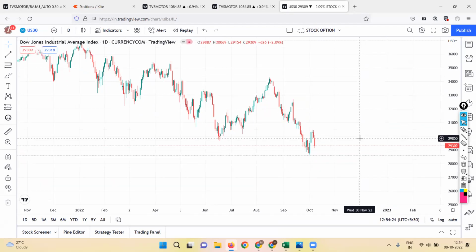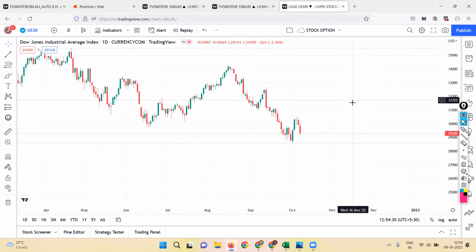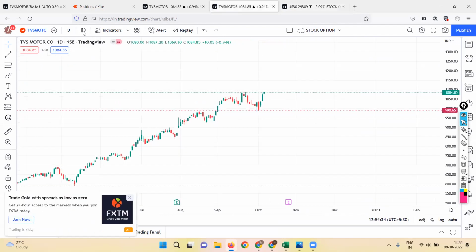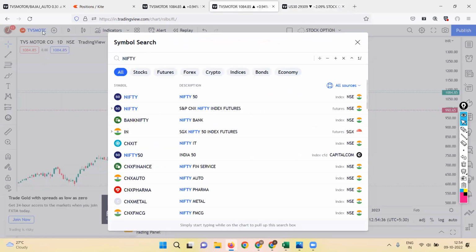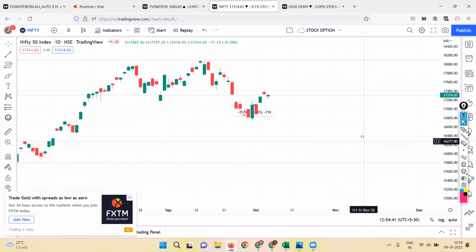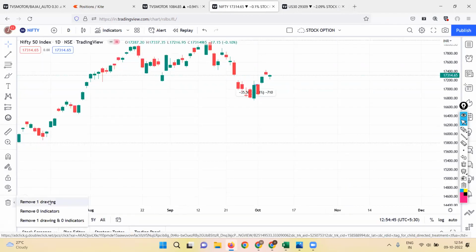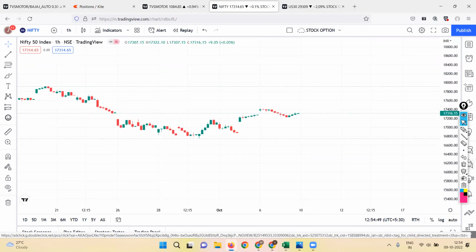Correct. So this has to be checked at 3:20, and as per this movement you can take a call for the next day morning. Now add Nifty, and then see at 3:20 what is happening, say on the Friday. Add Nifty now, change it to hourly, and see at 3:20 what is happening there.